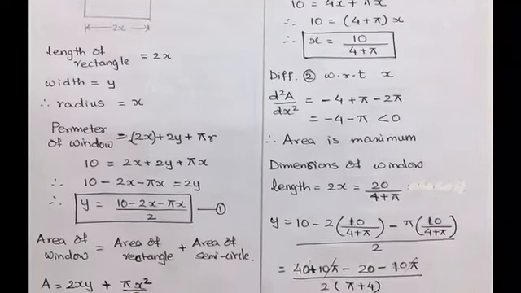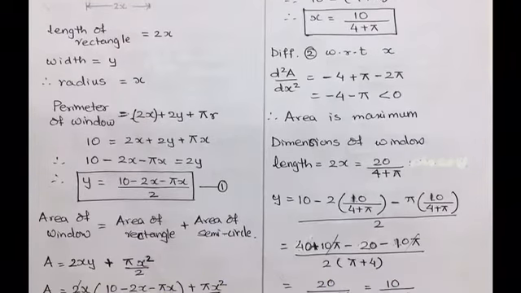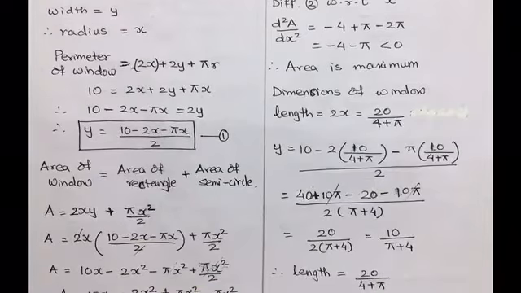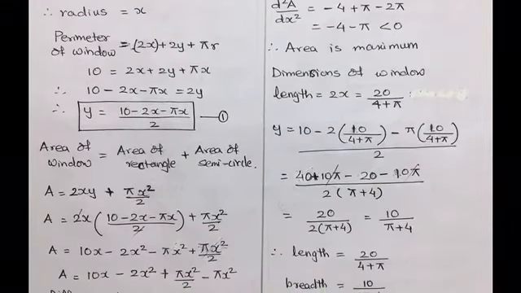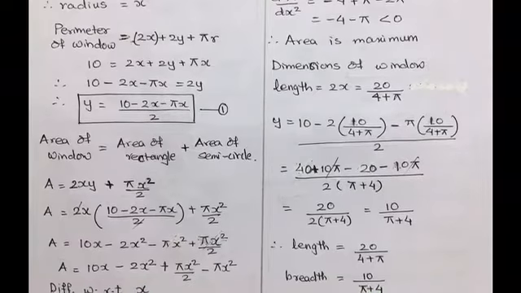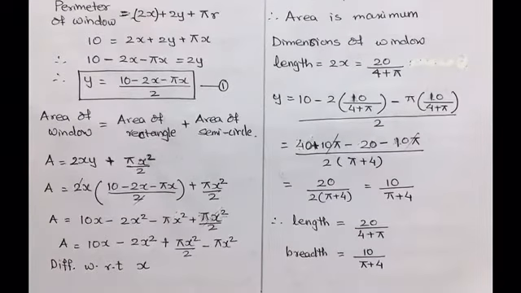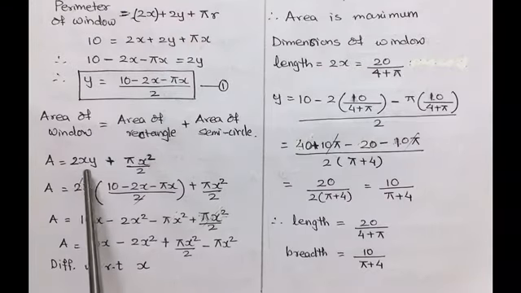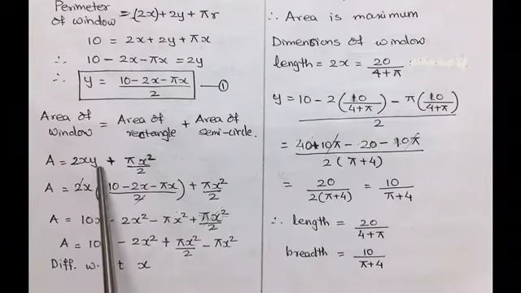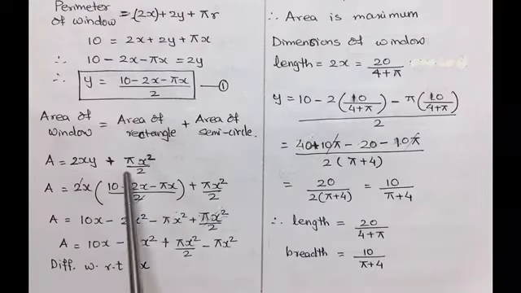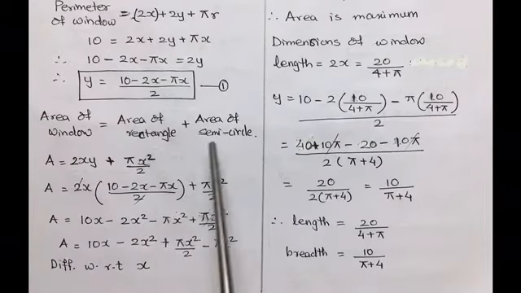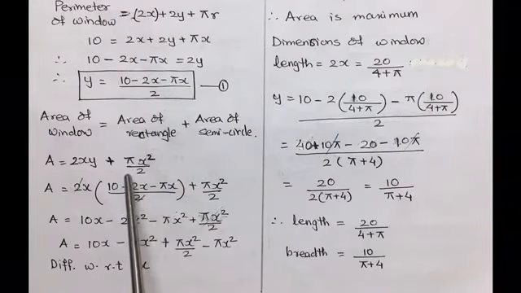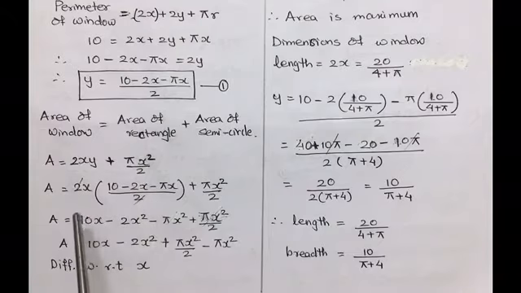Now we have to calculate the total area of the window. The total area of the window will be the area of the rectangle plus the area of the semicircle. The area of the rectangle is length into breadth. Length is 2x, breadth is y, so it becomes 2xy. And the area of the semicircle will be half of the area of the circle, that is pi x square by 2.